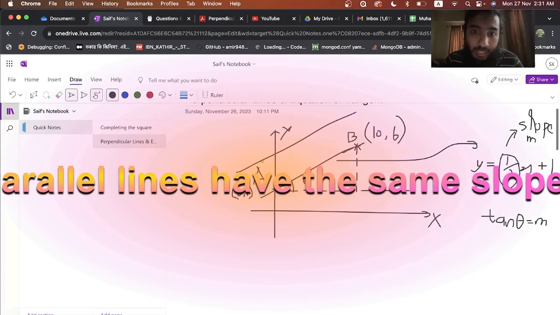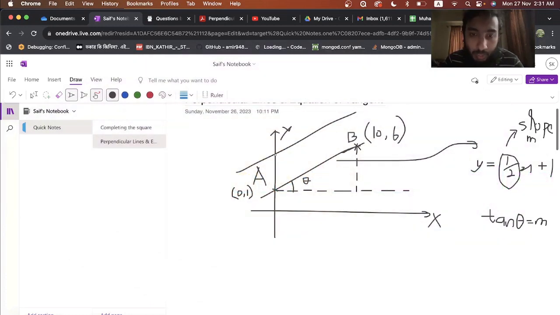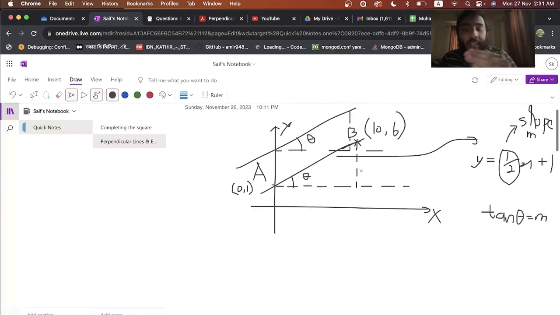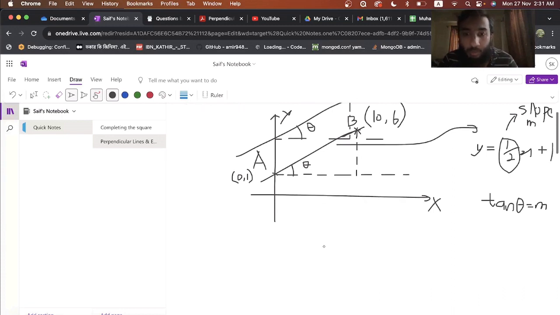Because it's a parallel line, it has the same slope. Because if you think of this line and draw a perpendicular here, it also has the same slope or the same angle theta. It has the same slope. So parallel lines have the same slope.